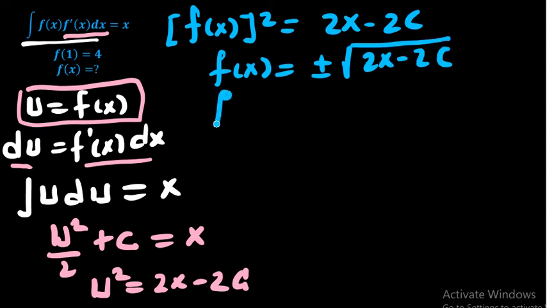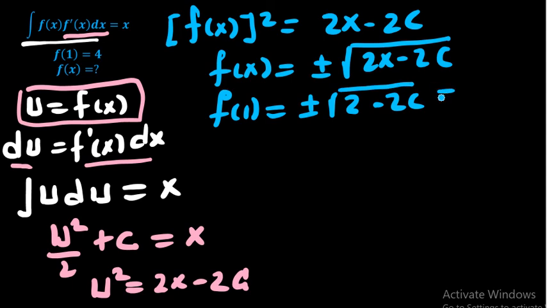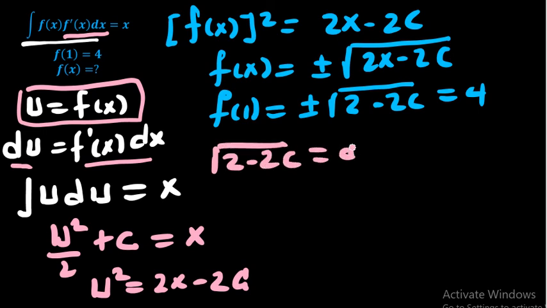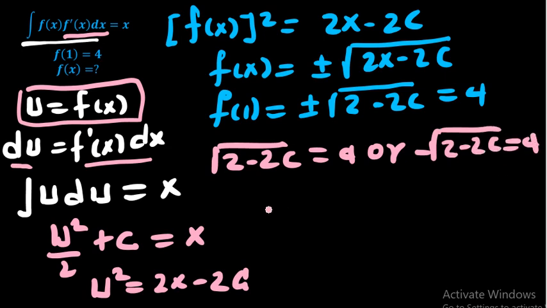But we are given f of 1. F of 1 is equal to plus or minus the square root of 2 times 1, which is 2, minus 2c. That's given, which is equal to 4. This implies the positive square root of 2 minus 2c is equal to 4, or the other one, the negative, negative square root of 2 minus 2c is equal to 4. Let us solve one by one.